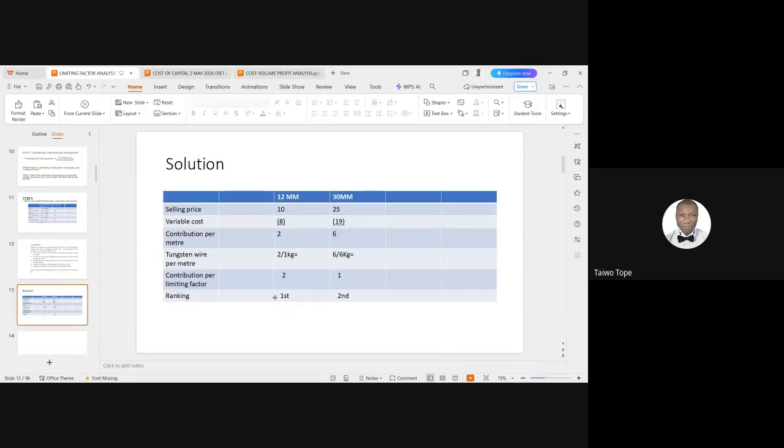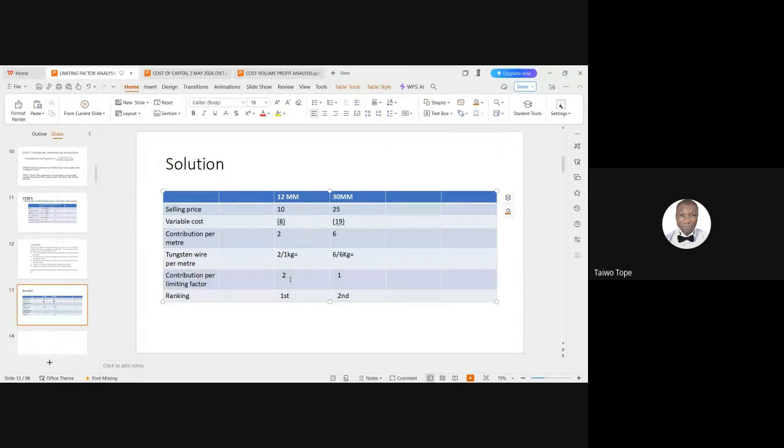The production plan is to do what? Is to produce 12 mm, because you start with that first, because it's giving you what? The highest contribution per limiting factor. You can see in this case, contribution per meter, it's 30 mm hose. But this is not our basis of decision. The basis of our decision is the limiting factor, contribution per limiting factor.